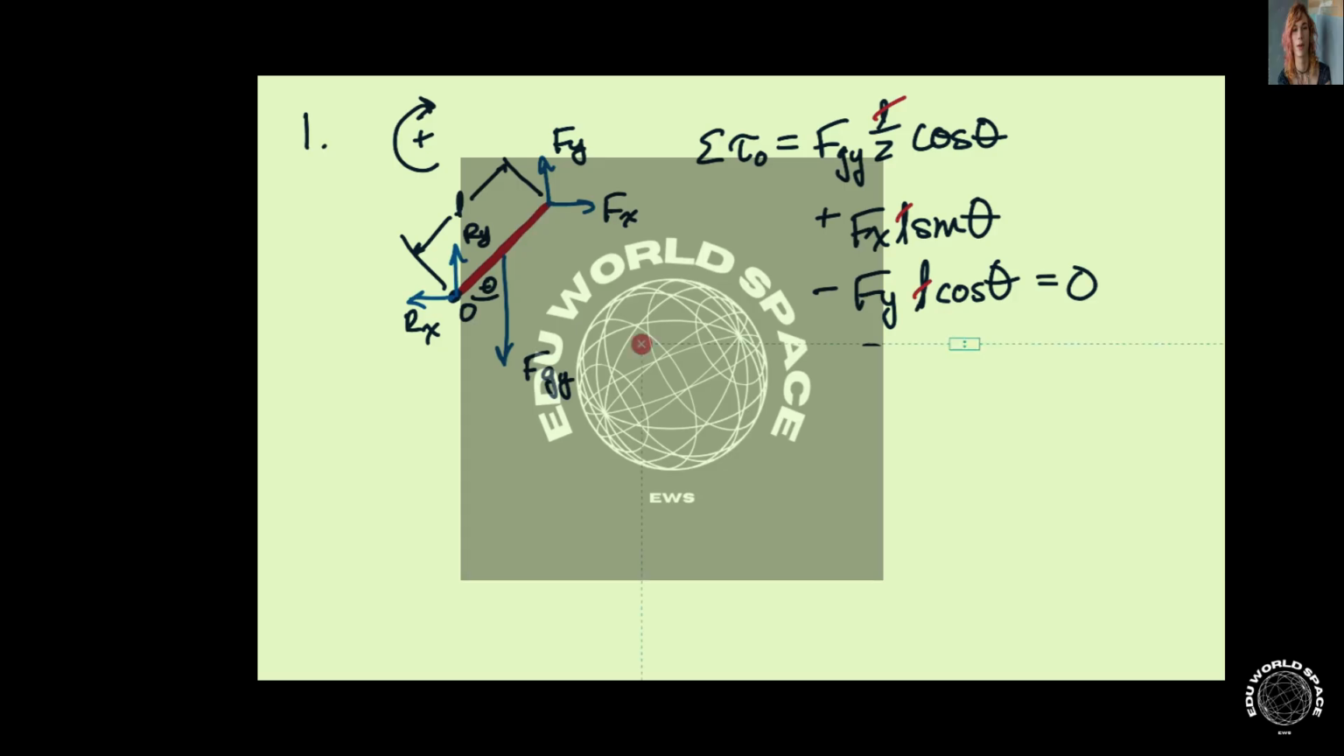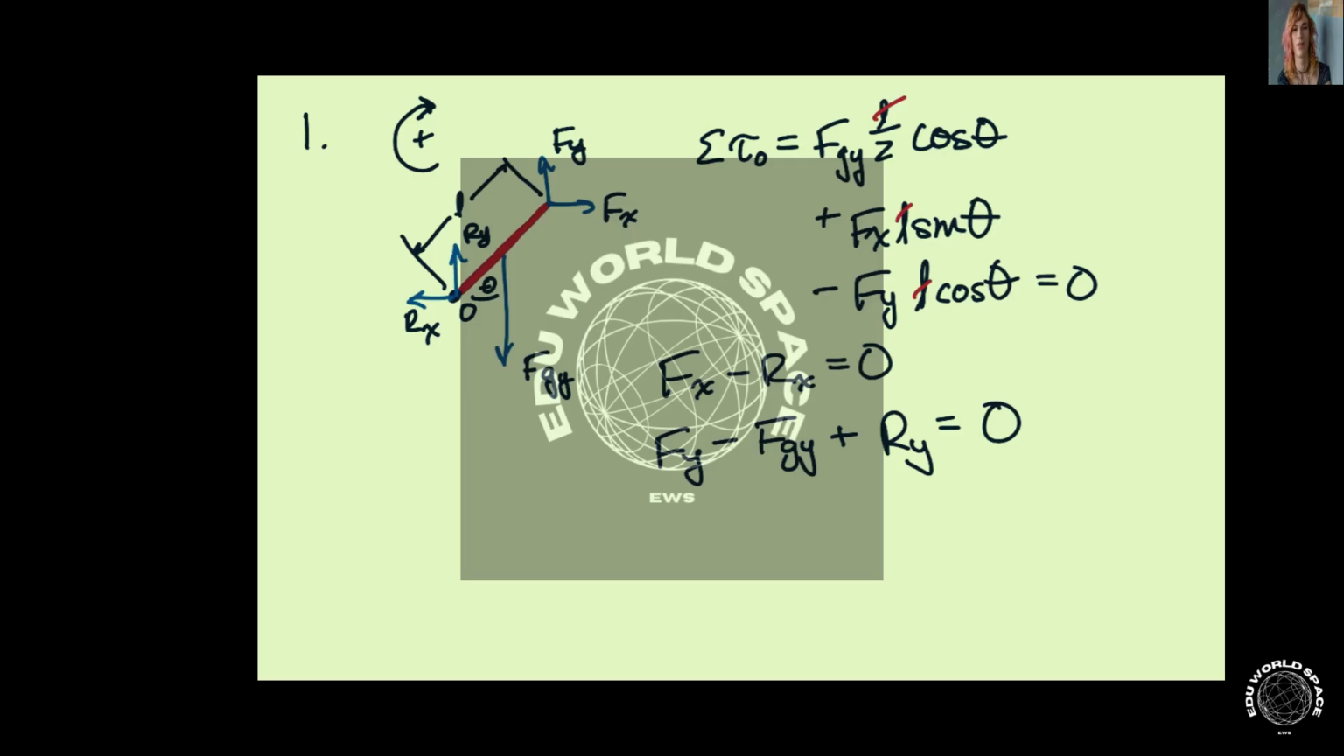We also have equations for it to be in translational equilibrium. So the sum of the forces in the x direction: F sub x, if this is positive, F sub x minus R sub x has to be 0. And the sum of the forces in the y direction, which I forgot one here. The sum of the forces in the y direction, so we have F sub y minus Fg sub y plus R sub y equals 0.